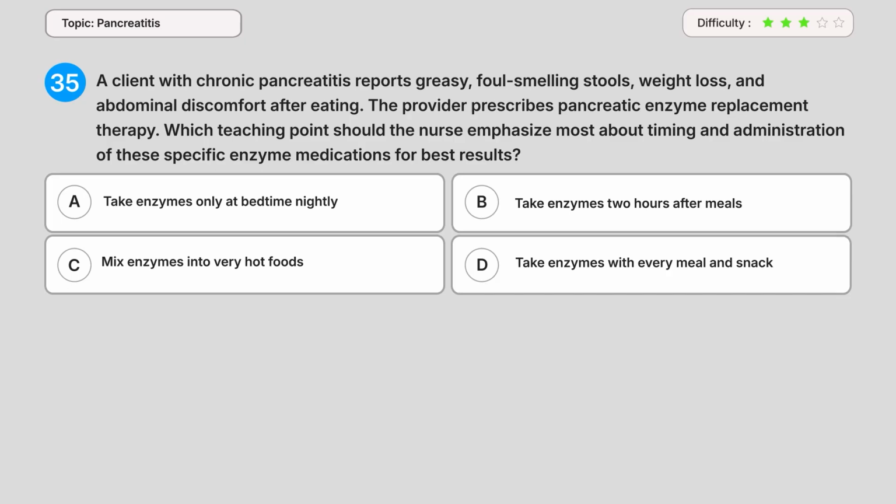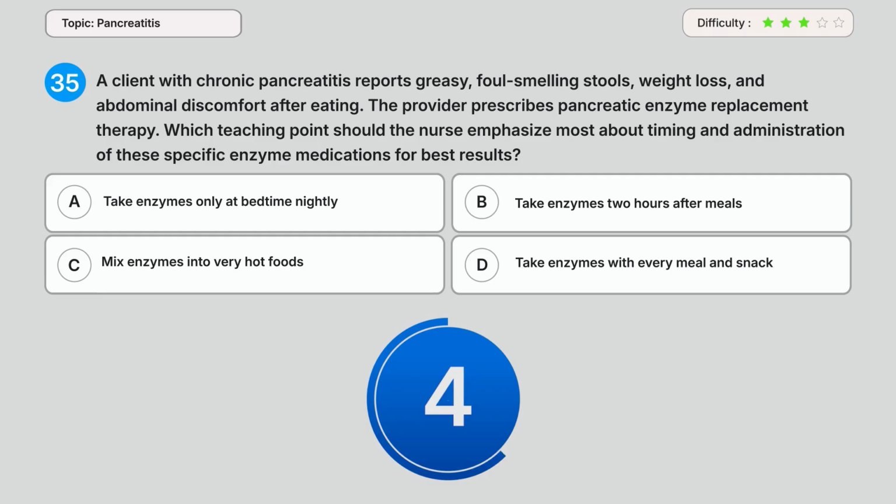A. Take enzymes only at bedtime nightly. B. Take enzymes 2 hours after meals. C. Mix enzymes into very hot foods. D. Take enzymes with every meal and snack. Do you know the answer?